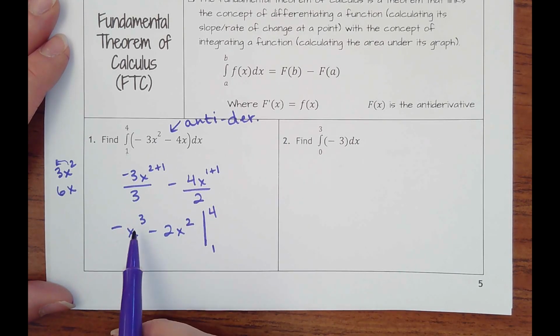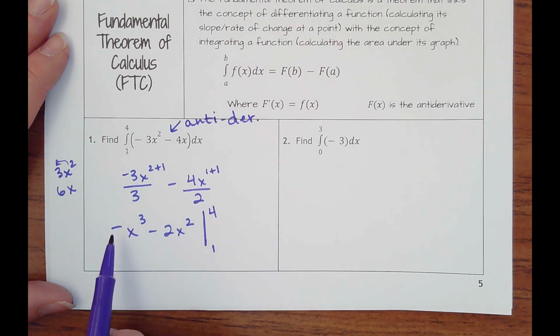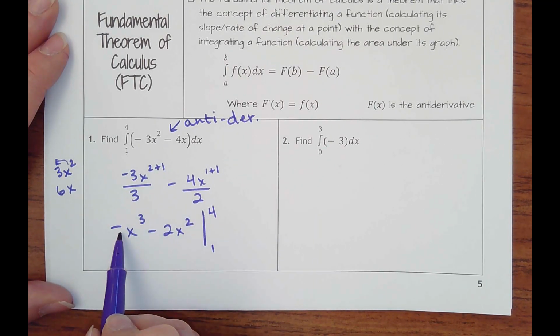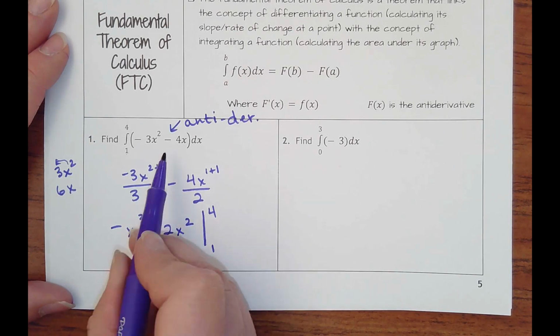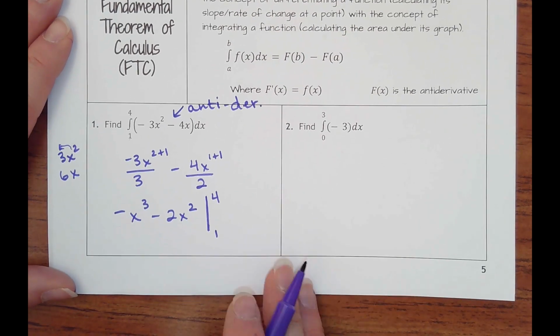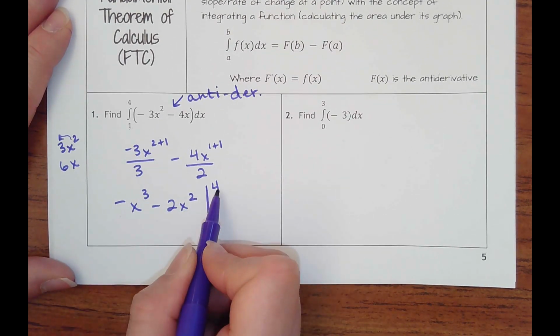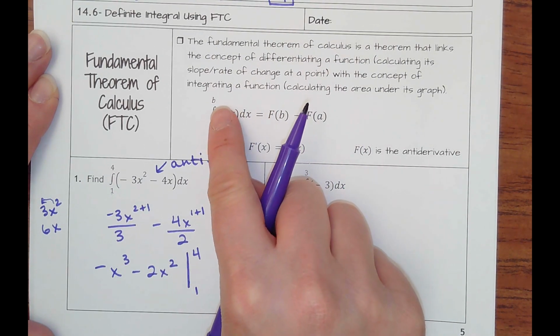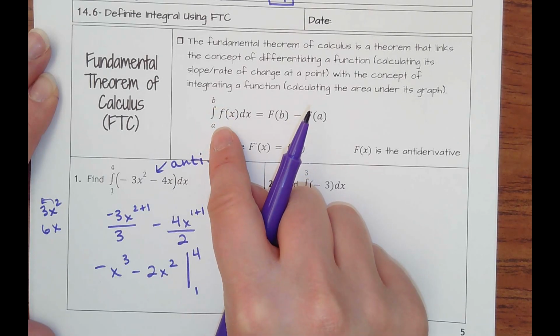If you were not sure, you could always ask yourself, if I take the derivative of this, does it get me back to this? Well, I'd bring the 3 in front and subtract 1 from the power, so I'd get negative 3x squared minus 4x. Boom. And then from there, you're just plugging it in. So you're going to plug in 4 first. That's where this F of B comes from. B is the higher x value, minus F of A.